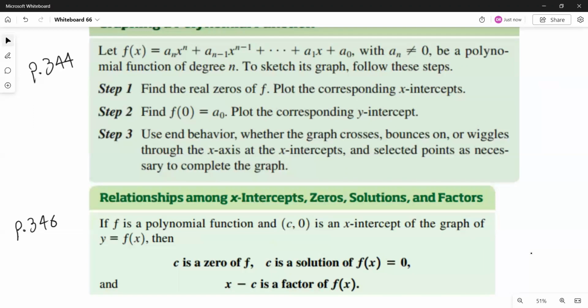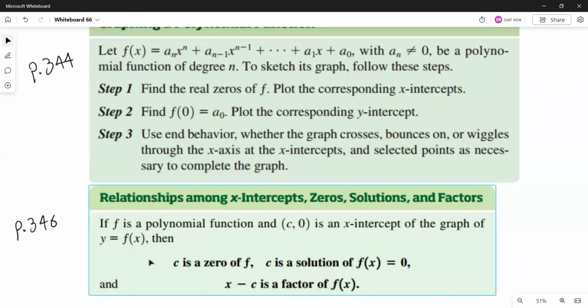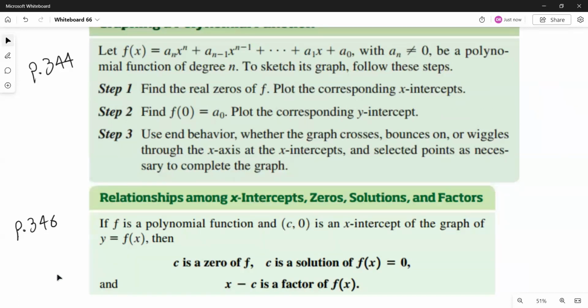If f is a polynomial function, and c comma 0 is an intercept of the graph of y equals f of x, then c is a zero of f. Not only that, it's going to be a real zero. c is a solution of f of x equals 0, and x minus c is a factor of f of x. So all these three are equivalent. Now, if c is a complex zero, it's not going to be an x-intercept.